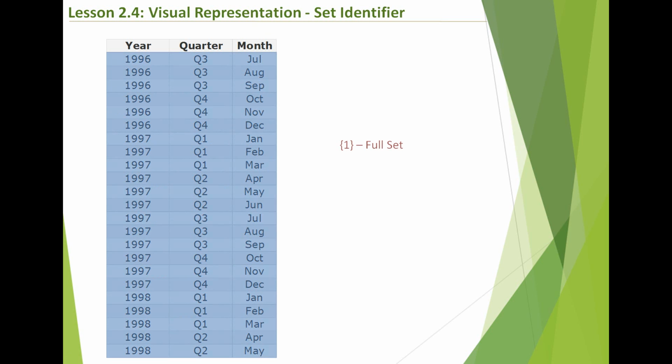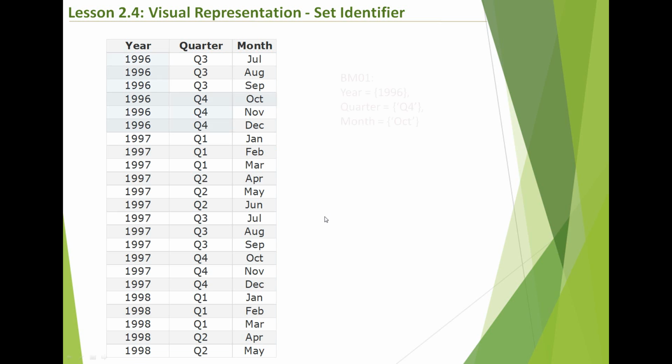So now let's assume that we wanted to look at the full set. What does full set mean? If you see the blue color marker here, that means that's your full set. Basically, it's selecting everything in your model, as we've seen earlier. And then what if we wanted to select BM1? In this case, obviously the bookmarks are different. So in this case, the bookmark is actually year equals 1996, quarter Q4, month October. This is how it would take the input set based on the bookmark values.